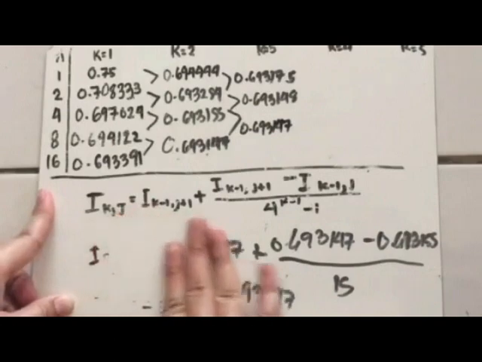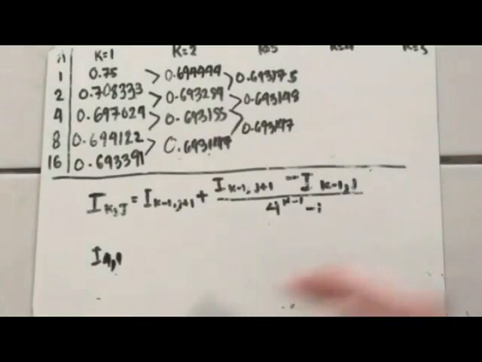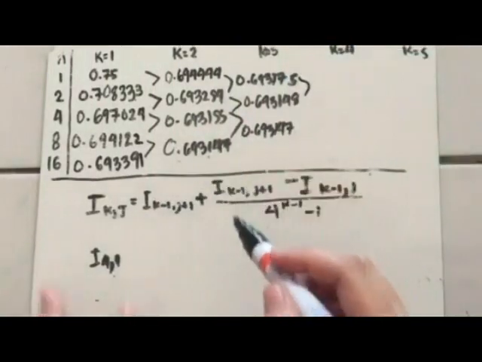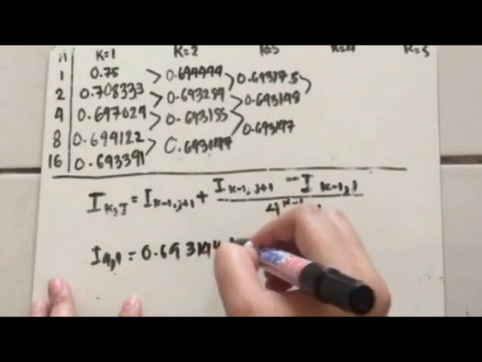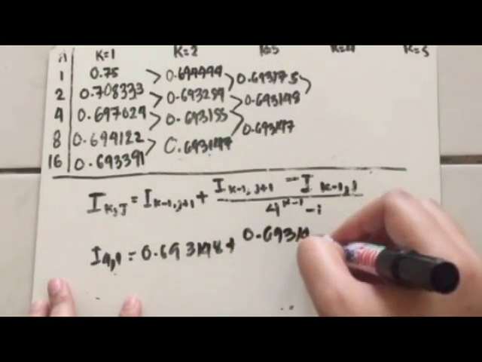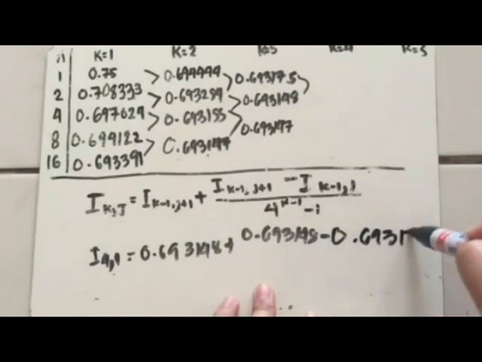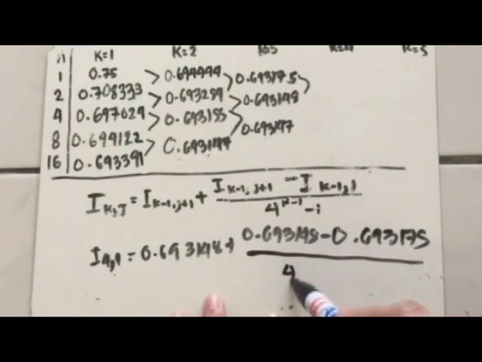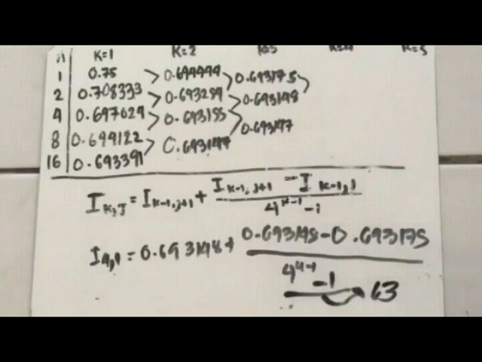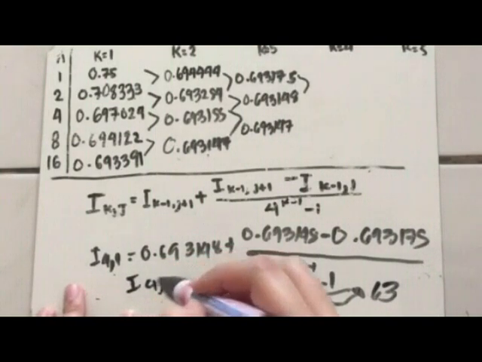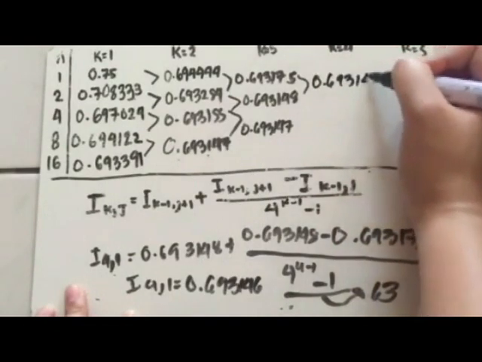Next is I 4,1. So for I 4,1 we'll use these two. So for k minus 1, j plus 1 is 0.693148 plus 0.693148 minus 0.693175 all over 4 to the 4 minus 1, minus 1. Again, this will be constant, which is equal to 63. So I 4,1 is equal to 0.693146.